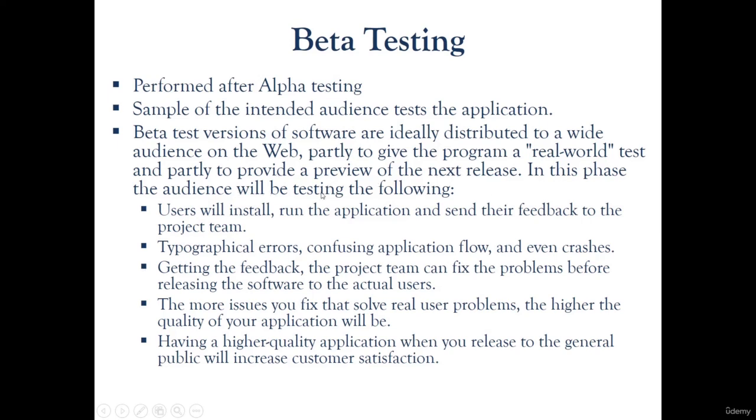In this phase, the audience will be tested on the following things. Users will install and run the application and send their feedback to the project team. Typographic errors, confusion, application flows, and even crashes. Getting the feedback, the project team can fix the problems before releasing the software to the actual users. The more issues you fix, the more real user problems you solve, the higher the quality of your application will be. Having higher quality when you release to the general public will increase customer satisfaction.